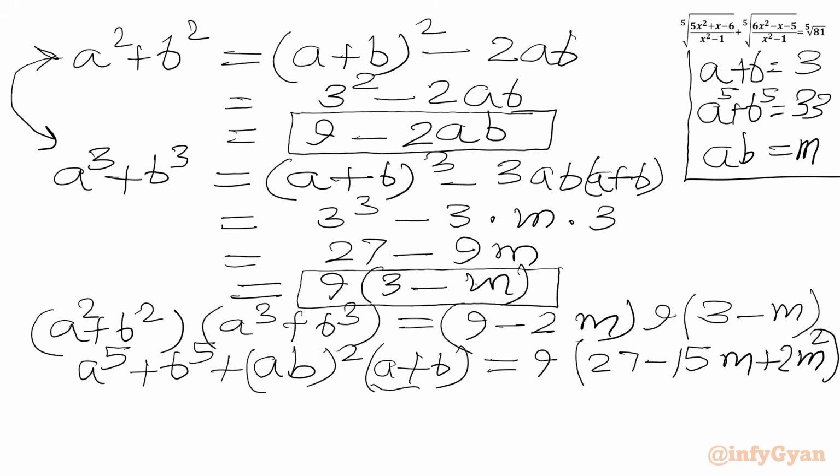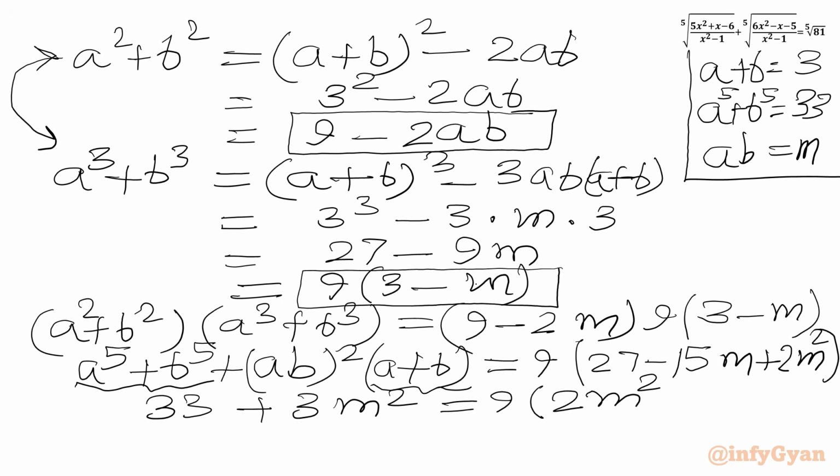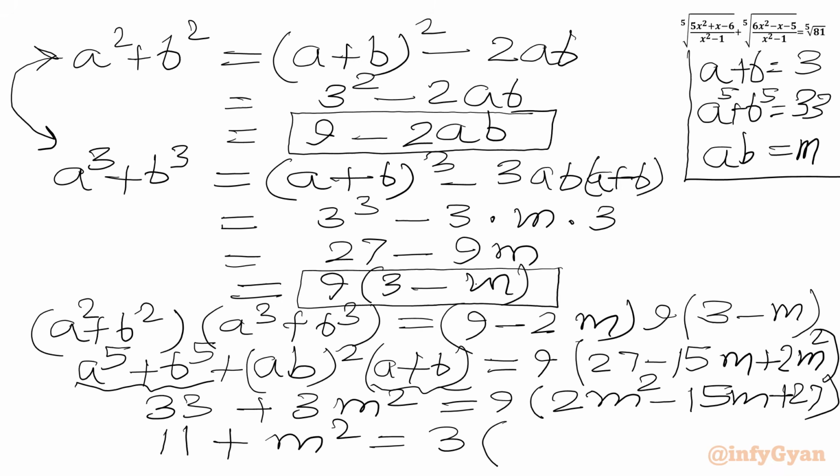Now a + b is 3, and a⁵ + b⁵ is 33. So we will write here 33 + 3m². Then we'll write 9 times, in bracket, 2m² − 15m + 27. The equation is divisible by 3. Let's divide both sides by 3. We will get 11 + m² equal to 3 times (2m² − 15m + 27).